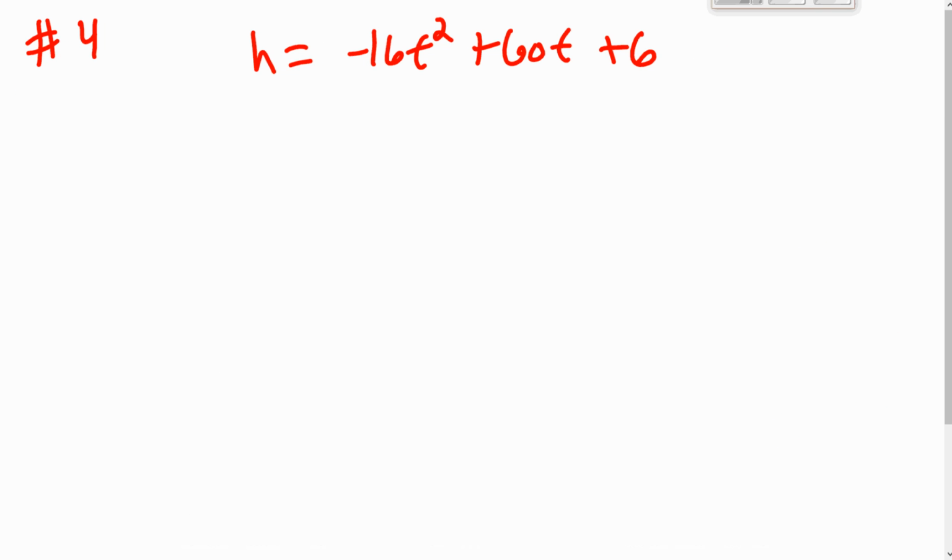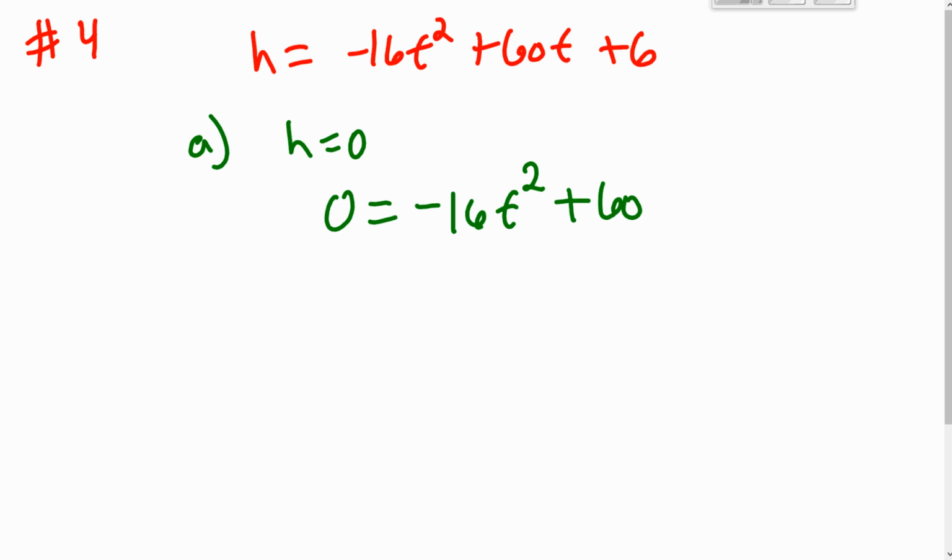Okay, so here's number 4. We're using this equation, and we want to figure out when it hits the ground. So that's when h is equal to 0. So we set this equation, which that negative 16 relates to feet per second squared, dealing with the force due to gravity, and this 60 relates to initial velocity, how fast the ball's coming out, and this 6 is our initial height, so we start at 6 feet.